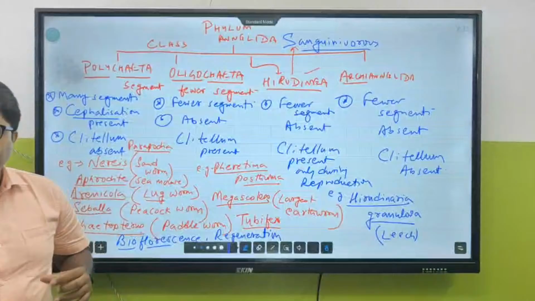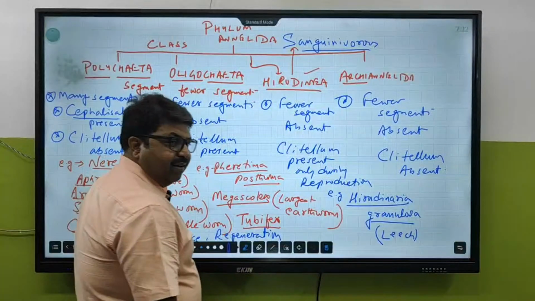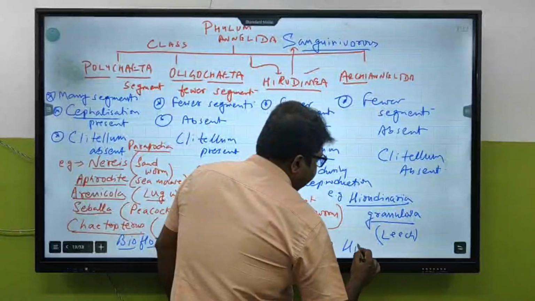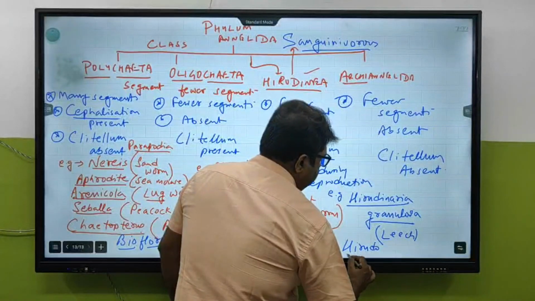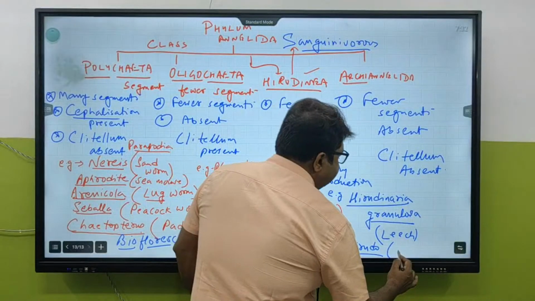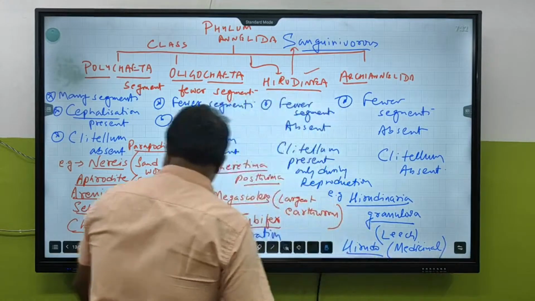So this is leech. Another example is hirudo. What is hirudo? It is a medicinal leech.